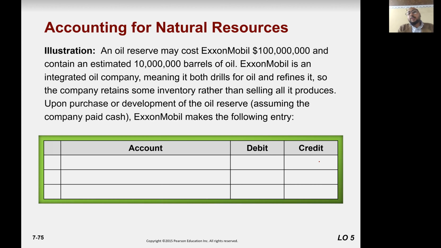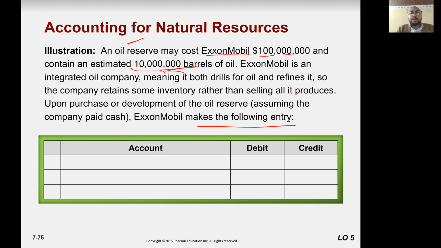All right. So let's do an example. We have an oil reserve, which cost ExxonMobil $100 million and contains an estimated 10 million barrels of oil. So what is the oil price of this well? Oil reserve, 100 million, and it has a capacity of 10 million. ExxonMobil is an integrated oil company, meaning it both drills for oil and refines it. So the company retains some inventory rather than selling everything it produces.